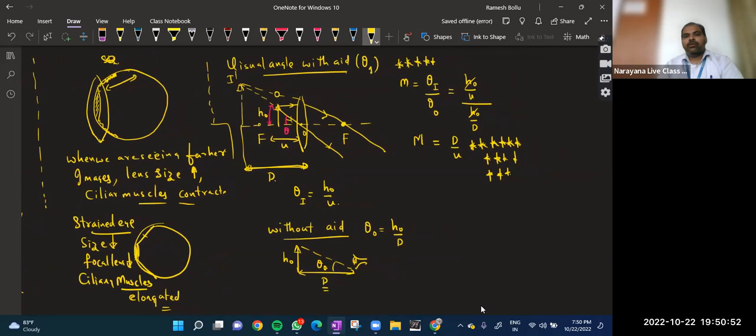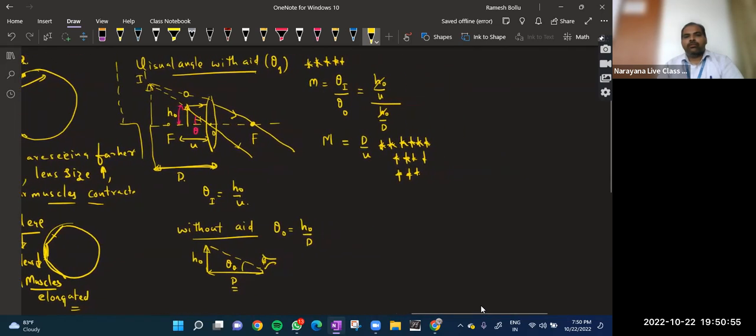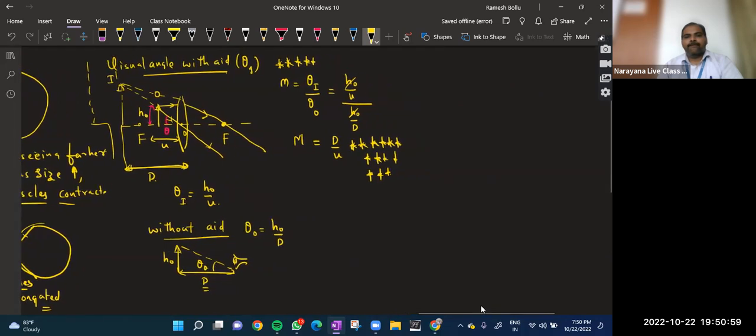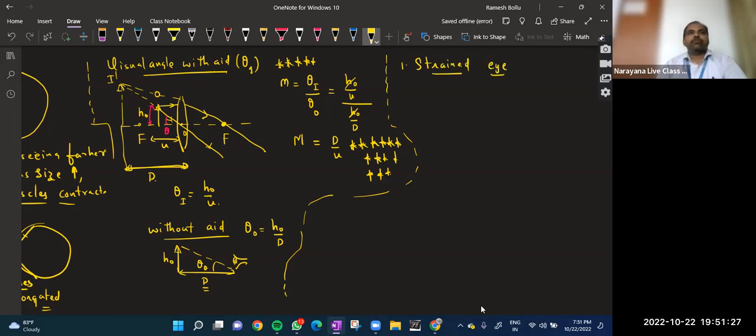Now, how many states are there, students? As I discussed with you, image must form between how many points? Two points, in between the nearest point and the far point. So the first point is what? The strained eye we will discuss. Strained eye means what? Where is the image formed? At the nearest point it should form.